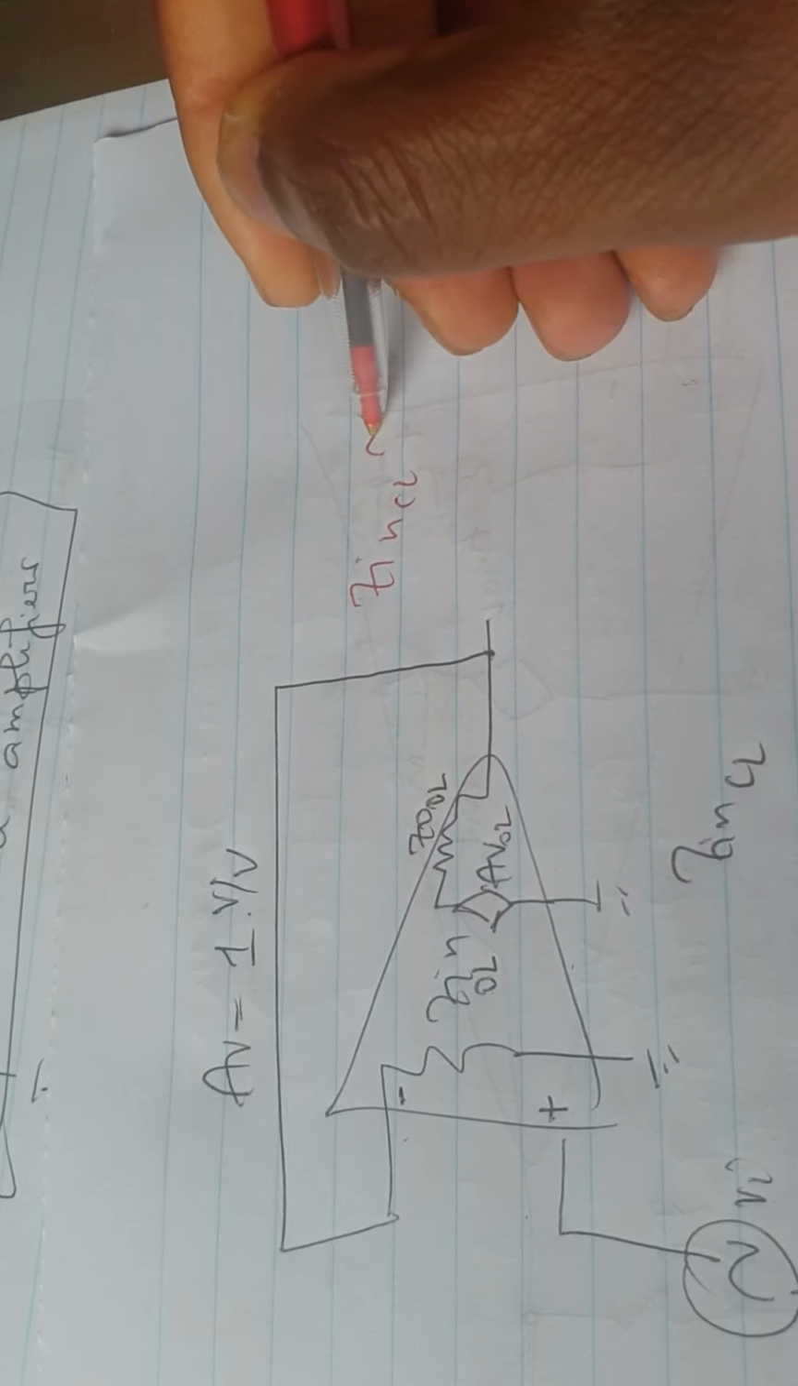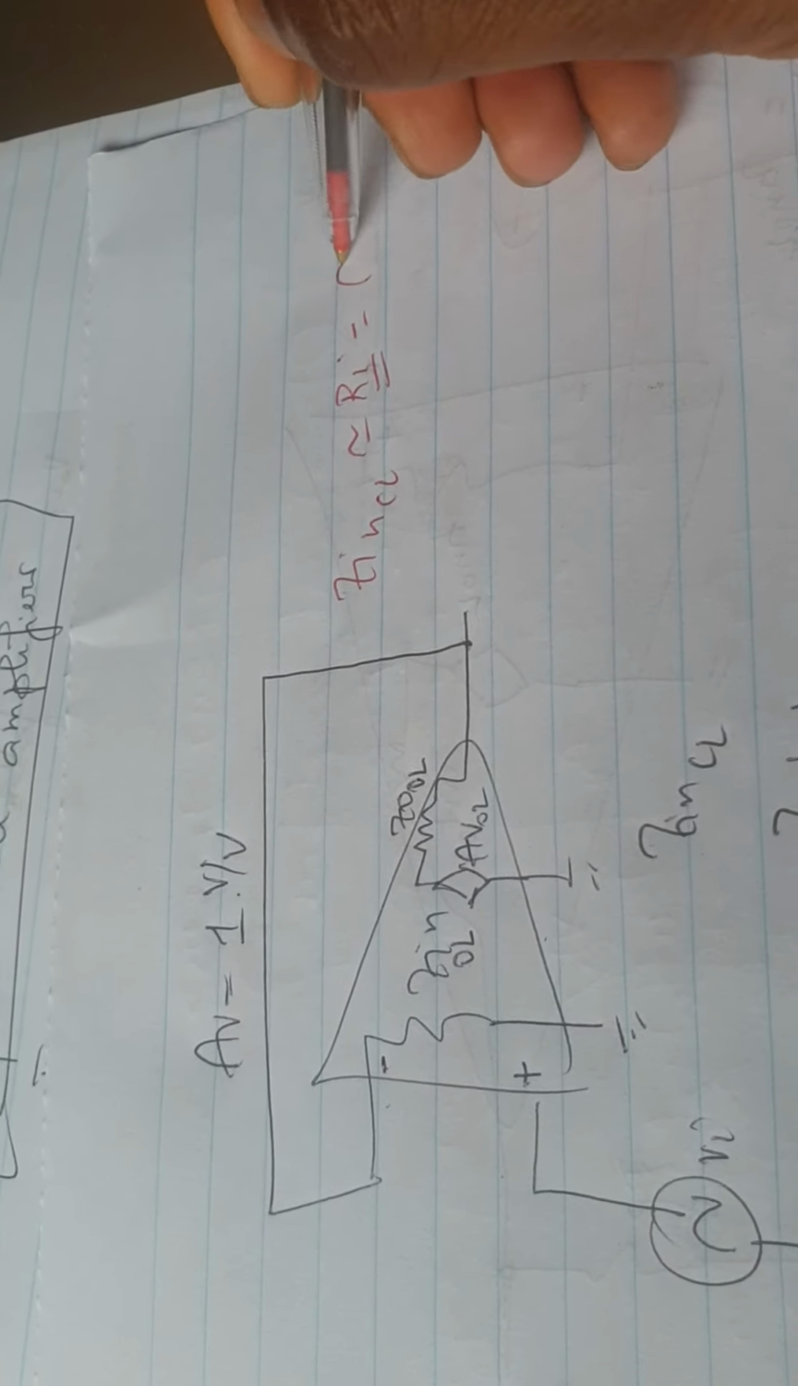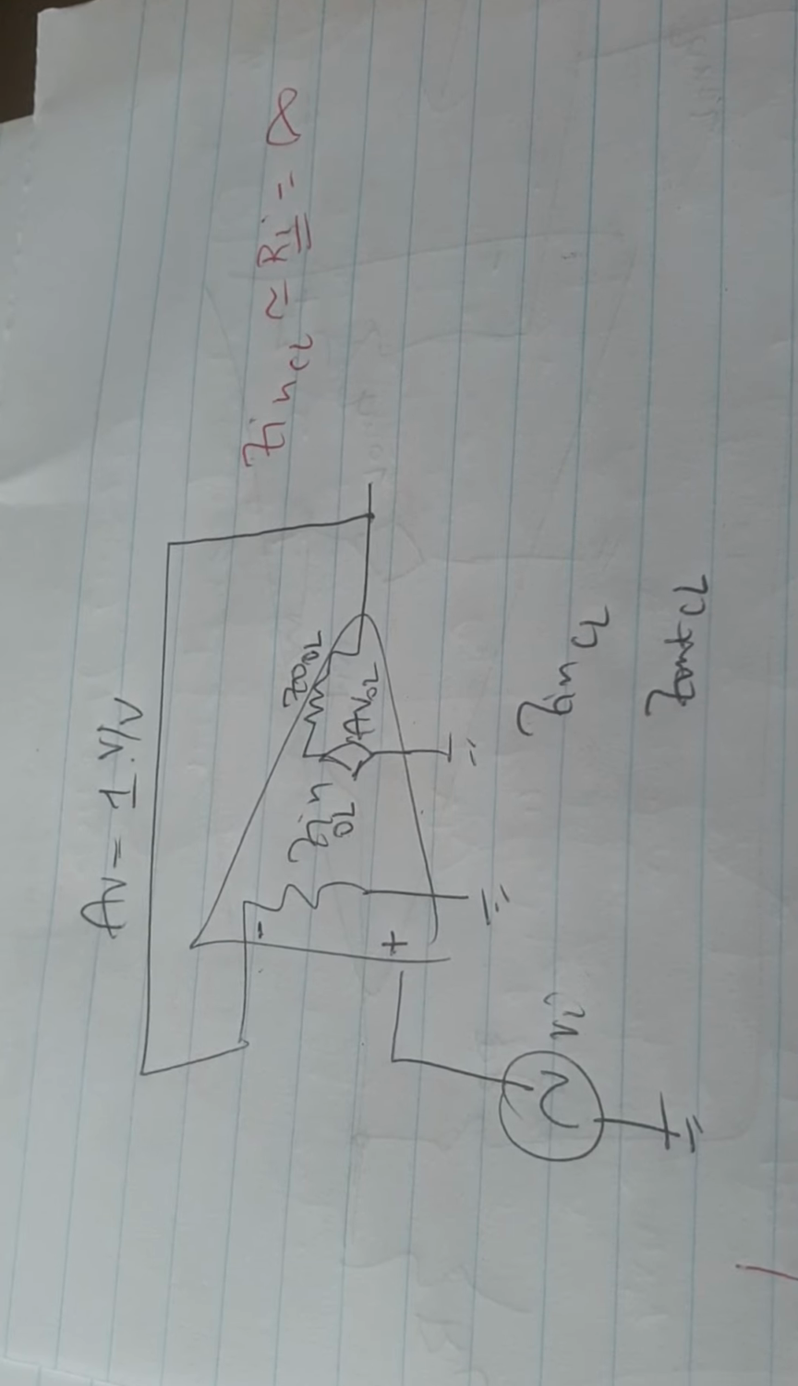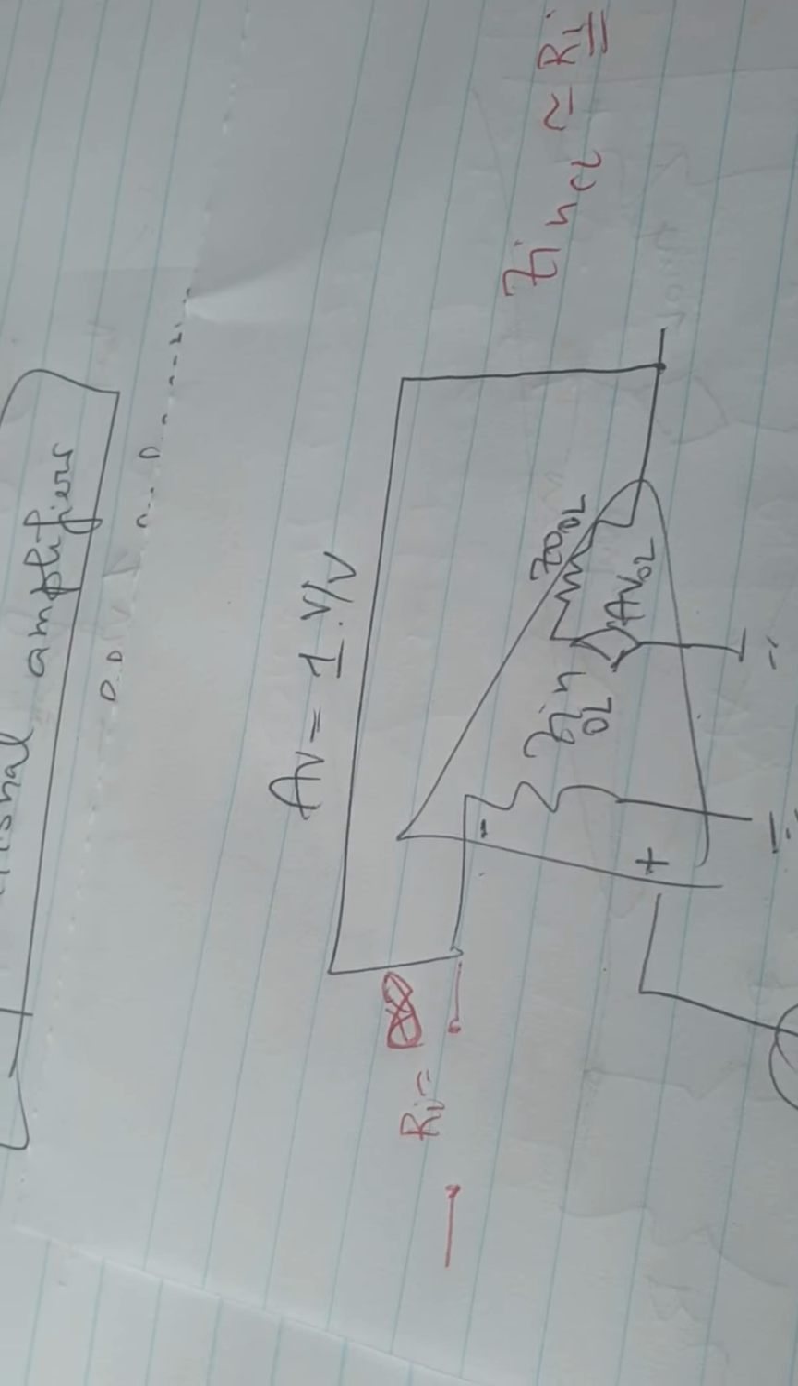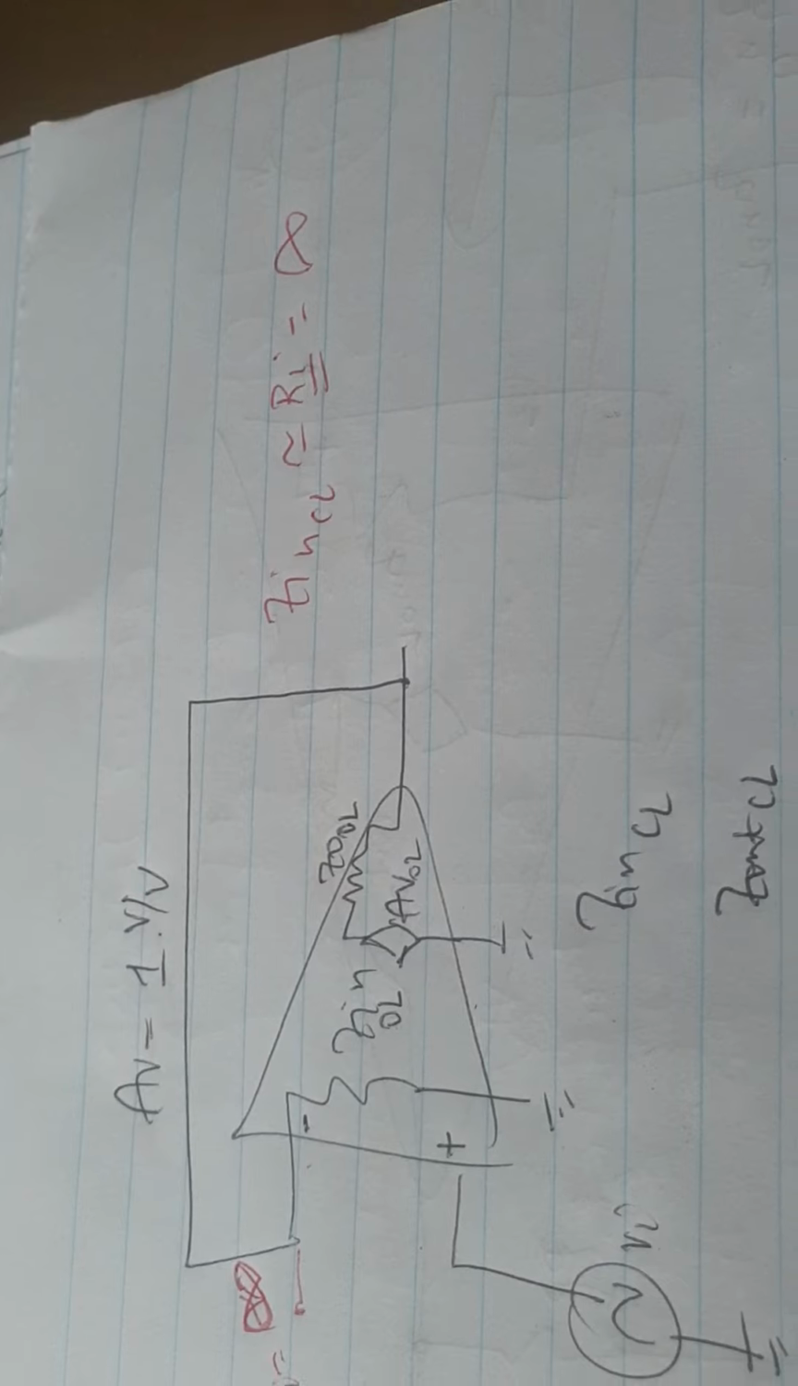Now, as we mentioned when we were studying the follower, Zin closed loop is almost equal to Rin. What did we say about the follower? We said it has a Rin which is almost equal to infinite, an open circuit, because the fact that we don't draw current is because we are assuming a very high Rin, infinite. So that's why we say the closed loop input impedance of a voltage follower is extremely high.